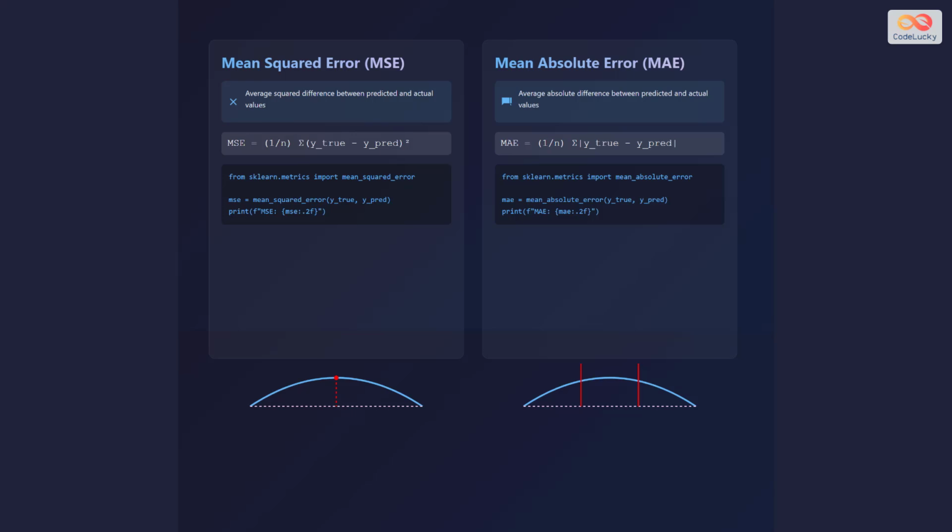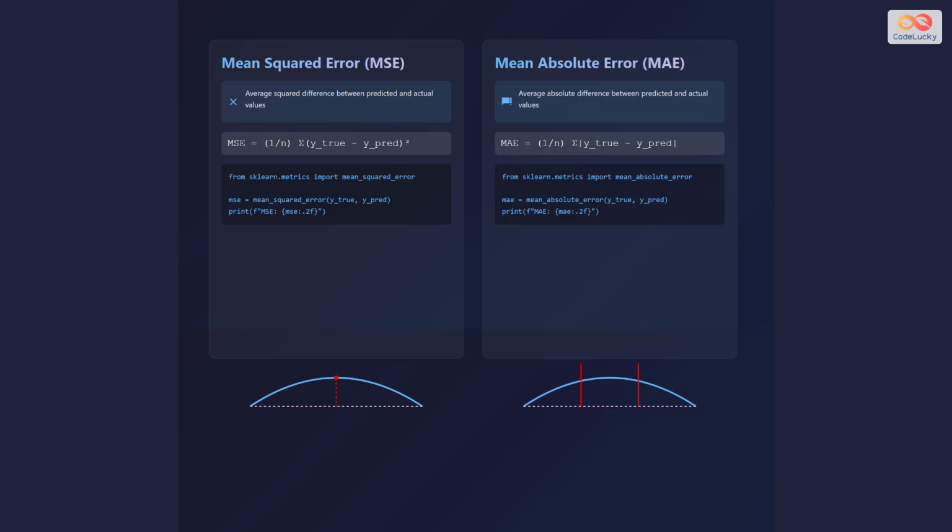Next, we have mean absolute error, also known as MAE. Mean absolute error is the average absolute difference between predicted and actual values. The formula for MAE is MAE equals 1 divided by n times the summation of the absolute value of y_true minus y_predicted. Here's the Python code.